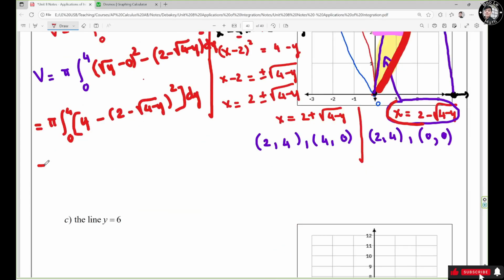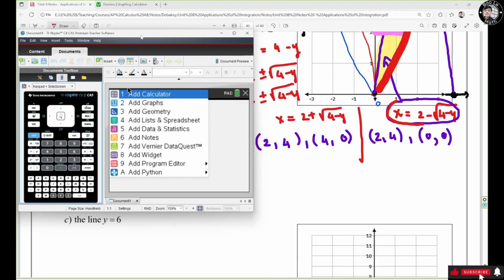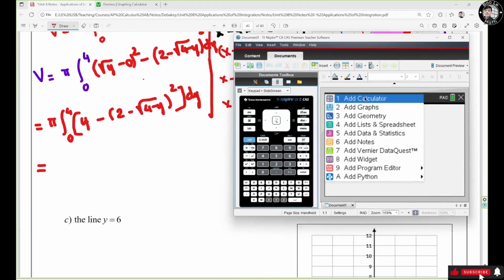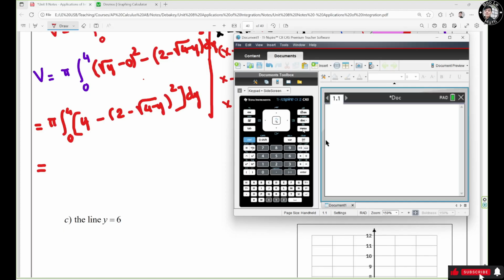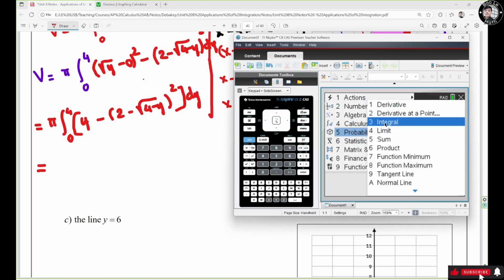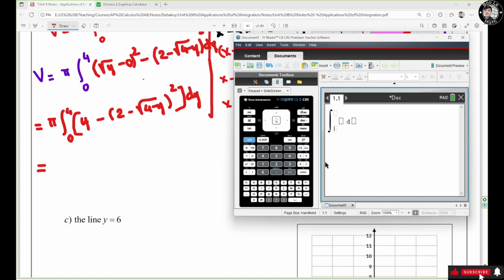Now to calculate this one, you either calculate by hand or you can use a calculator, right? So I'm going to use the calculator, it's faster. So I need to hit add calculator, right? Press menu, calculus, number 3, right? The interval from 0 to 4. Don't forget pi in the front, right? Of dy, right? Hit enter. The answer is 16 pi over 3.